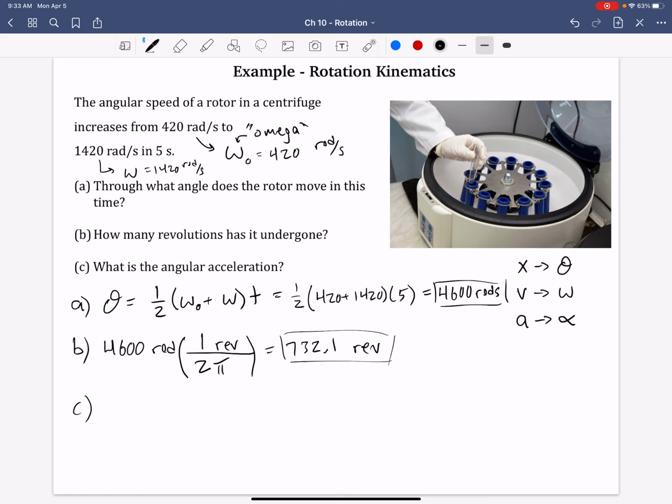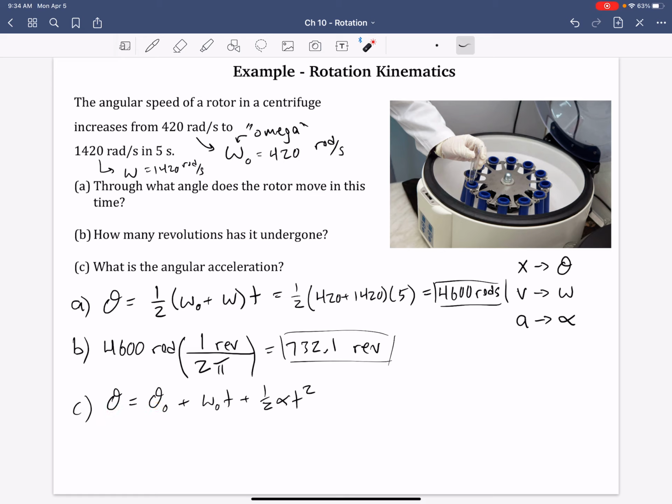So part C, we're finding alpha. Let's see. One of the kinematic equations was this one. We had the final angle equals the initial angle plus omega naught t plus 1/2 alpha t squared, right? If we're just starting from some time, then really the initial angle here, we can just say it starts at 0, right? This would be what we calculated up here.